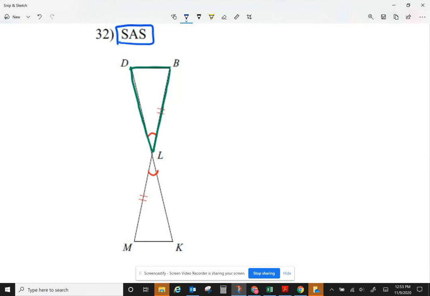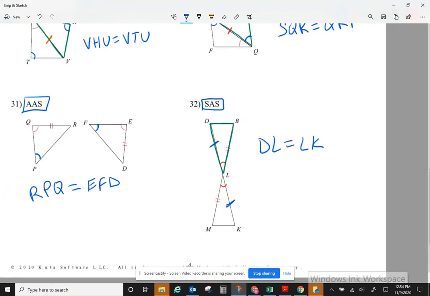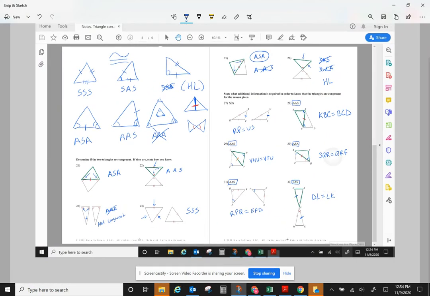I need two sides and the angle in between. So I need the angle where the two sides meet. So it's not just any two sides, it is the two sides that meet at the angle that is marked. One side is marked. The other side that I need is this side. On my other triangle, I need this side. So I'm going to say DL. Remember, for sides, I use two letters. DL equals LK. Once again, for sides, you use two letters. For angles, you use three letters.